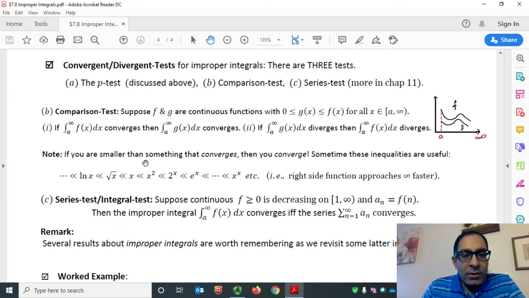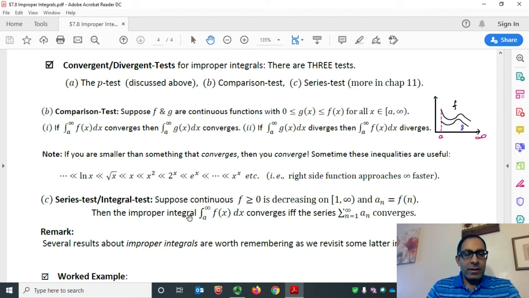Note, if you are smaller than something that converges, then you converge. Yeah, that's true. Sometimes these inequalities are useful. That means the natural log function is dominated by radical x, which is dominated by x. These are the algebraic functions, and these functions are dominated by the exponential functions, and then this function is dominated by x to the x, some weird type of function.